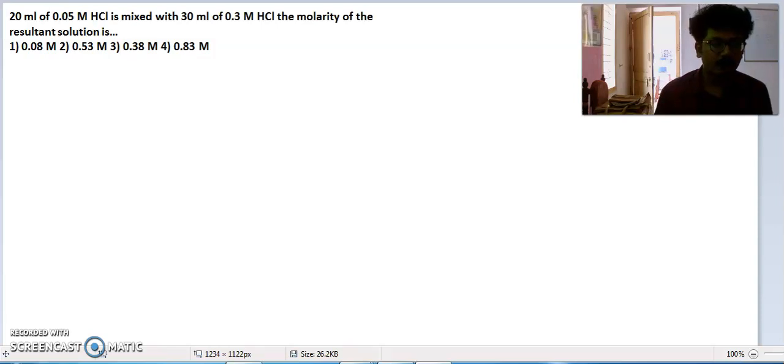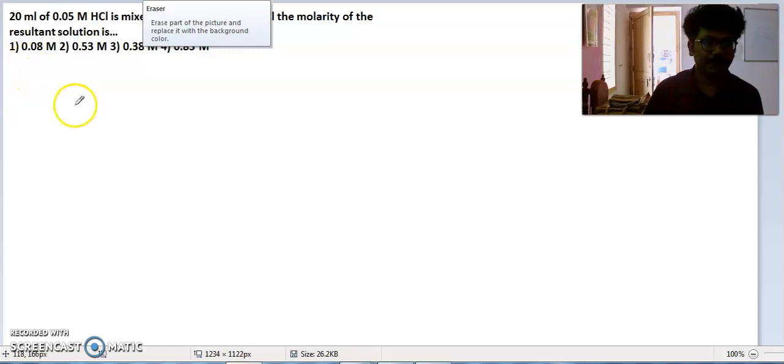Okay, now a few more questions on these concentration terms, molarity and normality. After these two, let's go for a few more. Now this is very easy. What is the question? Let's read it out. You are given 20 ml of 0.05 molar HCl solution.